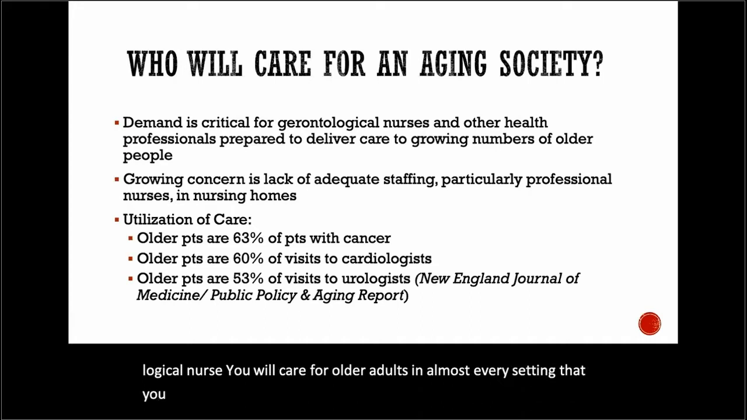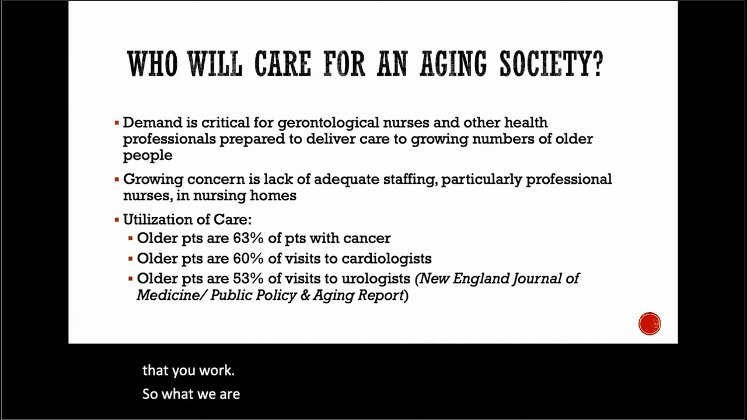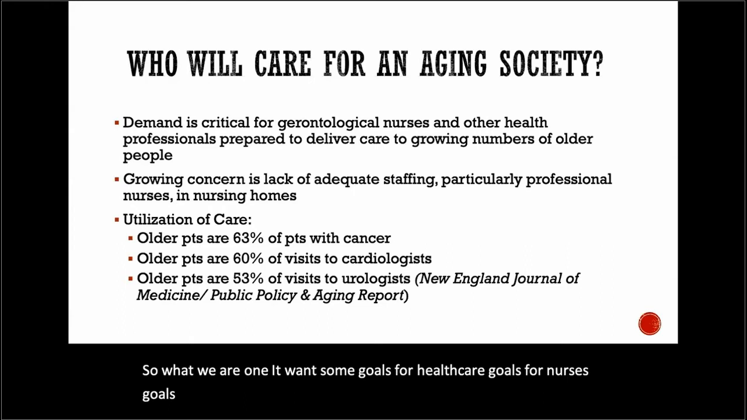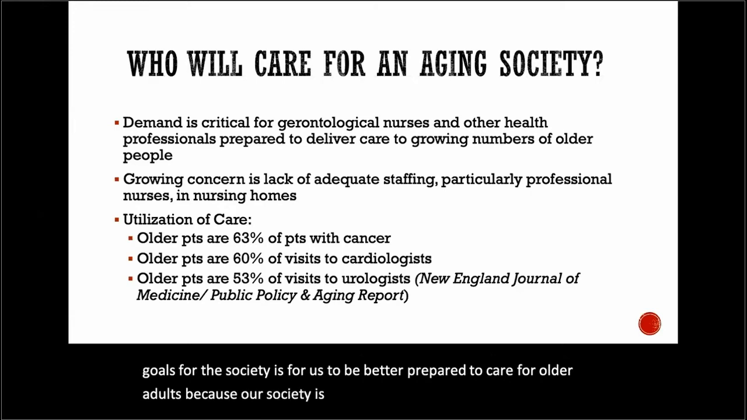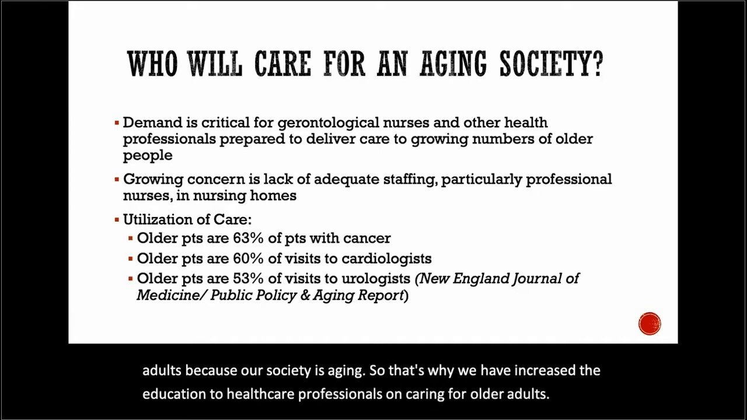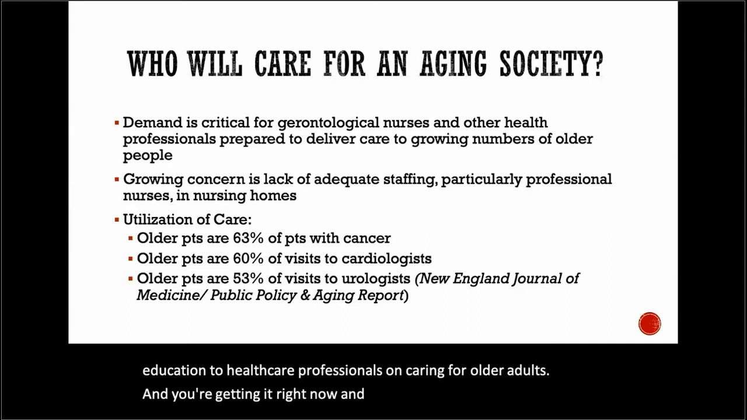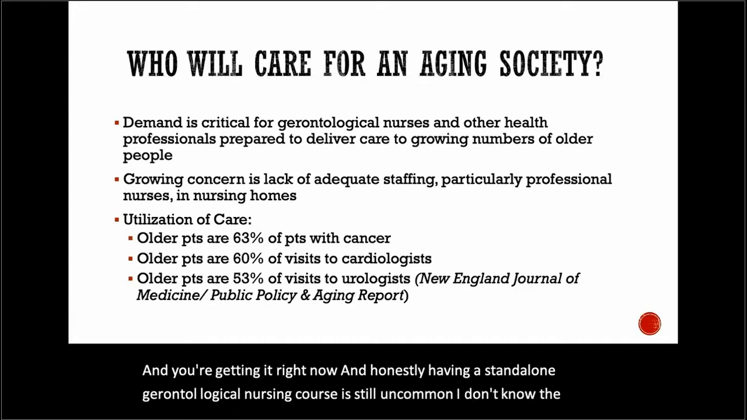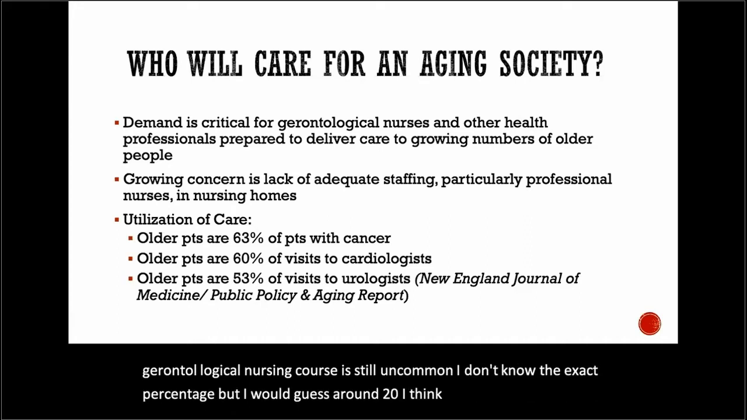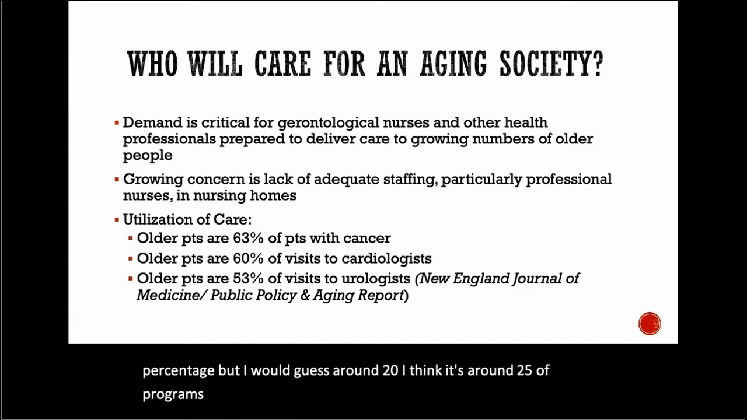And so some goals for healthcare, goals for nurses, goals for society is for us to be better prepared to care for older adults because our society is aging. So that's why we have increased the education to healthcare professionals on caring for older adults. And you're getting it right now. And honestly, having a standalone gerontological nursing course is still uncommon. I don't know the exact percentage, but I think it's around 25% of programs of nursing in our country have a standalone gerontological course.